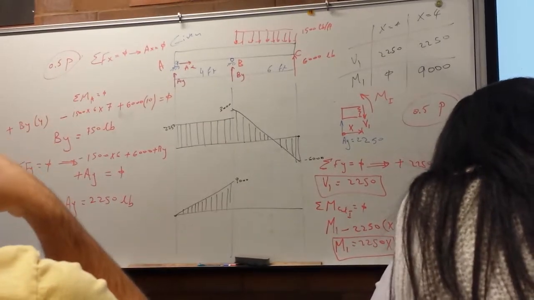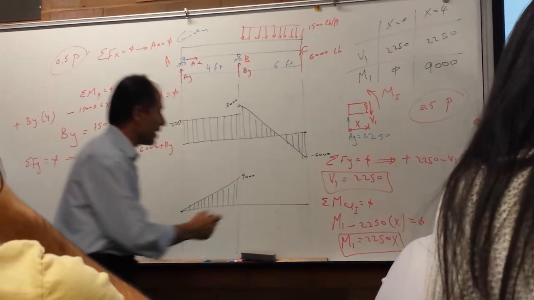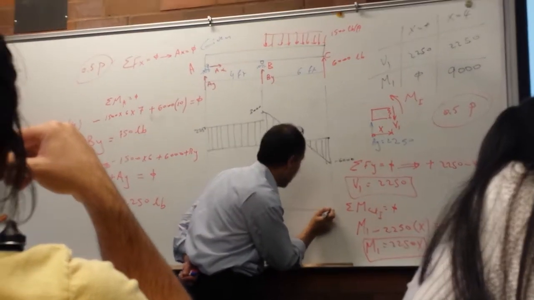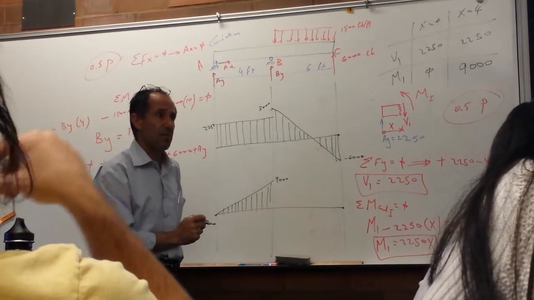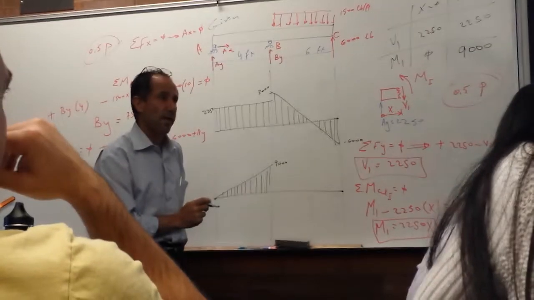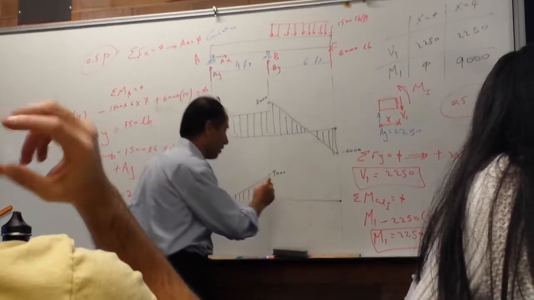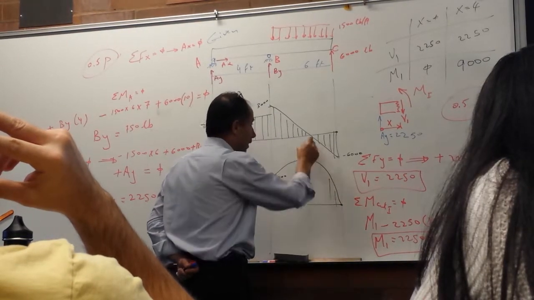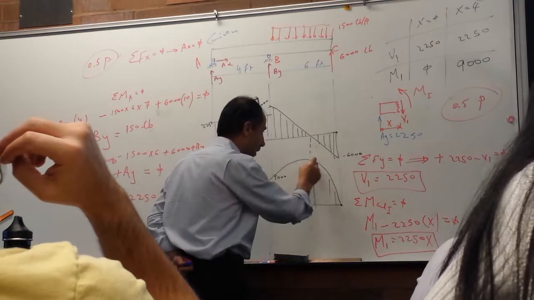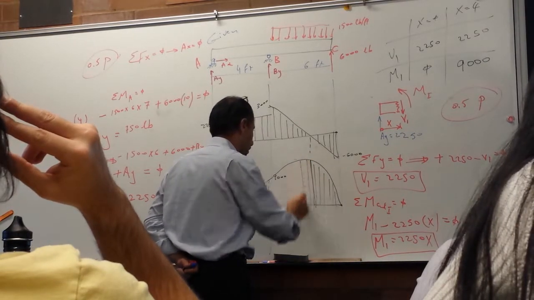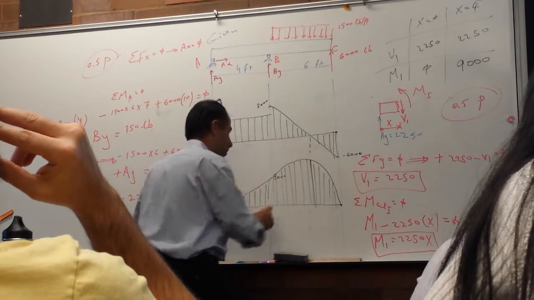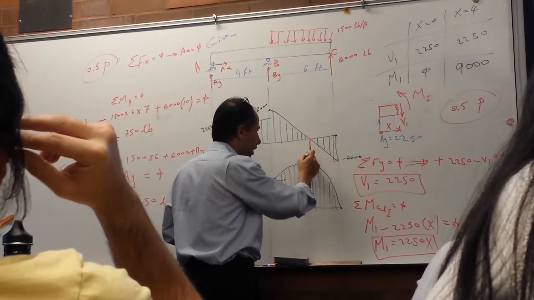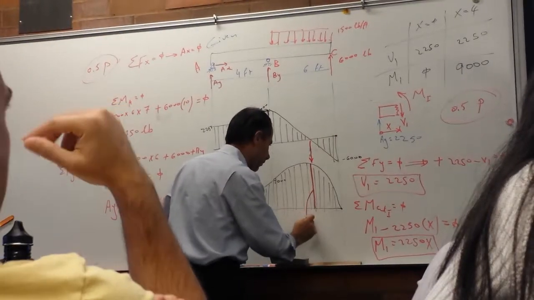Let's look at the moment. 0 is here. What's the value? For the 0 it is 0, correct? And here is the other way, 9,000. Positive. What kind of line? Parabolic. The high point is supposed to be right in here, where the shear crosses. This is the maximum moment, underneath the intersection.